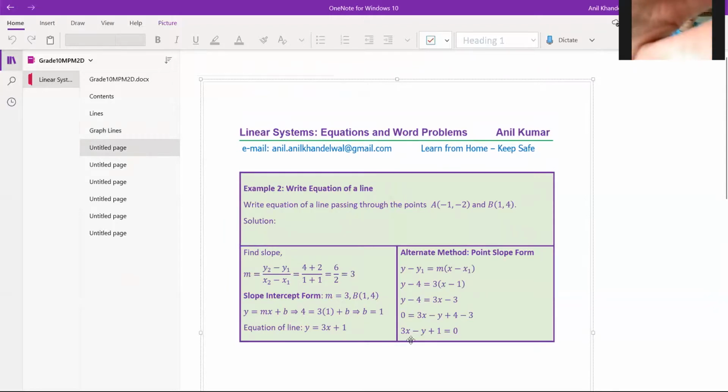Now, let us also look into the process of finding the equation of a line. If I give you 2 points, let's say this particular question, example 2 here: write the equation of a line passing through the points A(-1, -2) and B(1, 4). How will you write this equation? Can you explain? So first I could do y2 minus y1 over x2 minus x1, and then I get my slope.